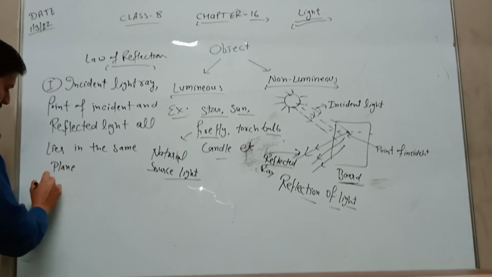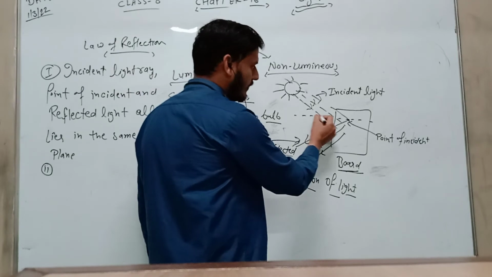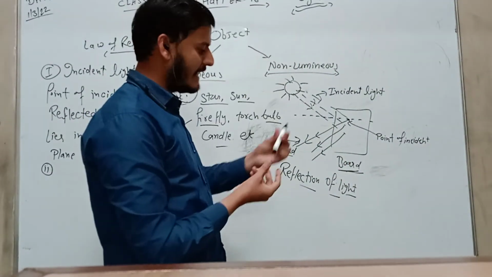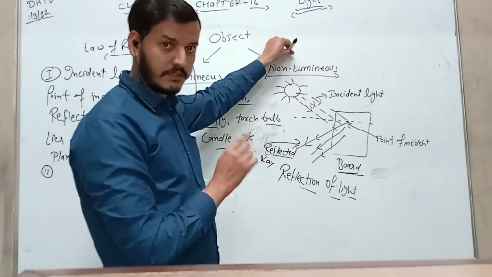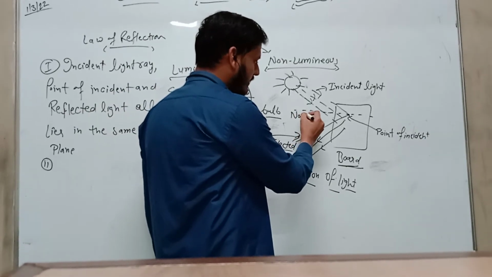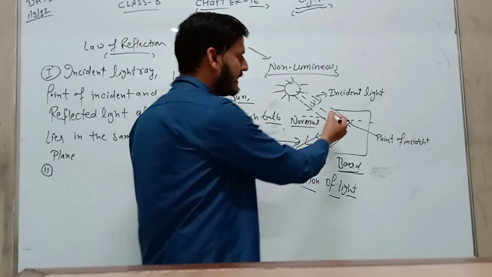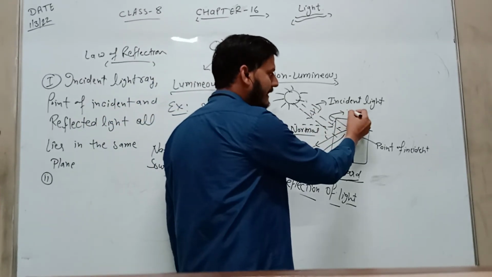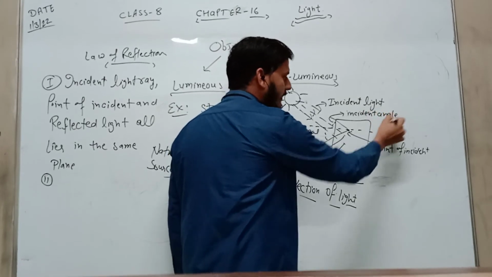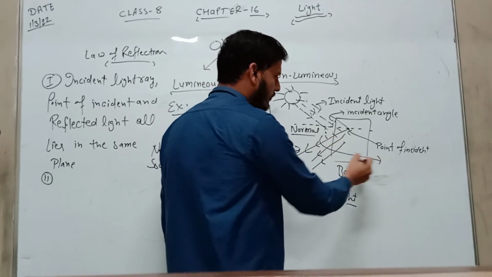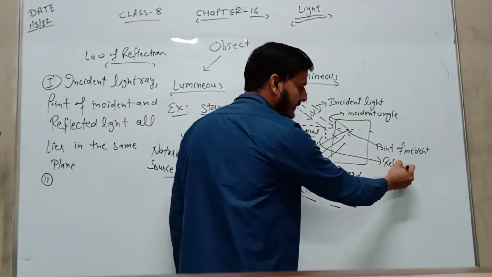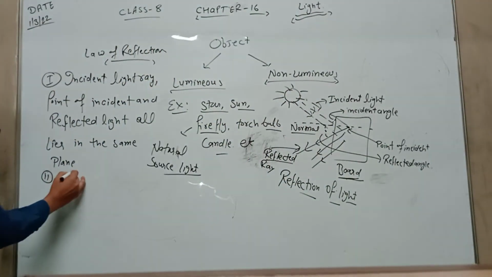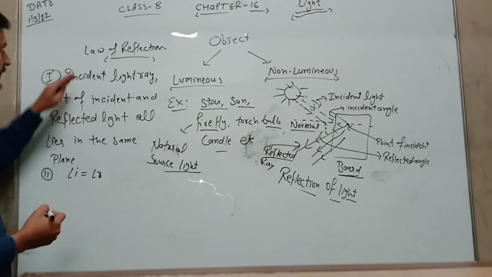The second law concerns the normal, which is an imaginary line always perpendicular to the surface of the object. Suppose this is the object here and I make a perpendicular to this surface. This marker is perpendicular to the surface, so it indicates the normal. This imaginary line makes some angle with the incident light ray as well as the reflected light ray. The angle made by the incident light ray with the normal is known as the angle of incidence. The normal also makes an angle with the reflected ray, known as the angle of reflection. The second law states that the angle of incidence is always equal to the angle of reflection. So these are the two laws of reflection.